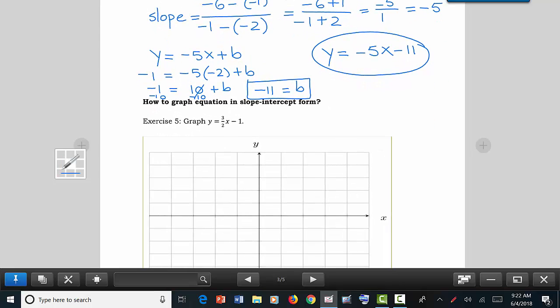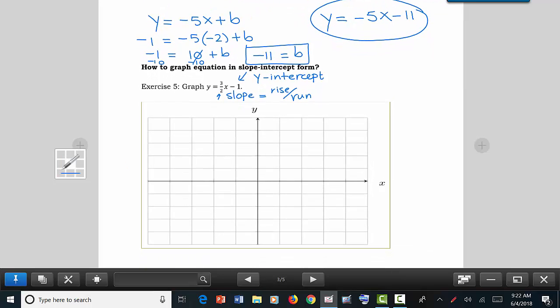Exercise number 5, it is about how to graph. We just learned, if we have y equals mx plus b, b is always the y-intercept, and m is the slope. And don't forget, slope is rise over run. So that is the information we are going to use. If we use that, our graphing part is not that bad. So y-intercept is negative 1. Technically, it is the point 0, negative 1. So we go down. So this is the point 0, comma negative 1.